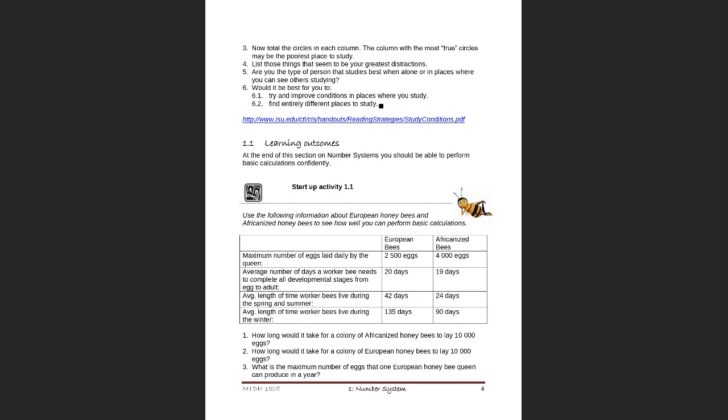Okay, the average days for Africanized bees to complete all the stages from egg to adult is 19 days, and the average time they live in summer is 24 days. So we say 19 days plus 24 days, which equals 43 days. That means they live 43 days. In winter, it is 19 days plus 90 days, because in winter they live an average of 90 days. You add it to the 19 days to complete the stages from egg to adult. So 19 plus 90 equals 109 days.